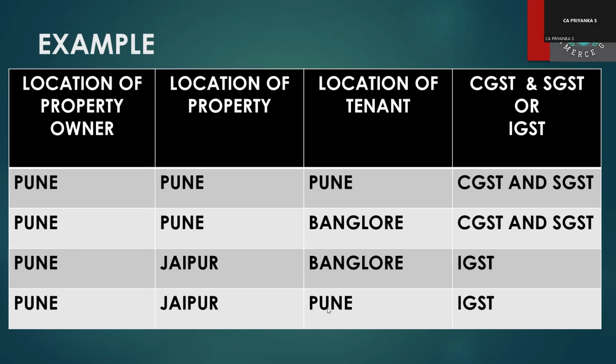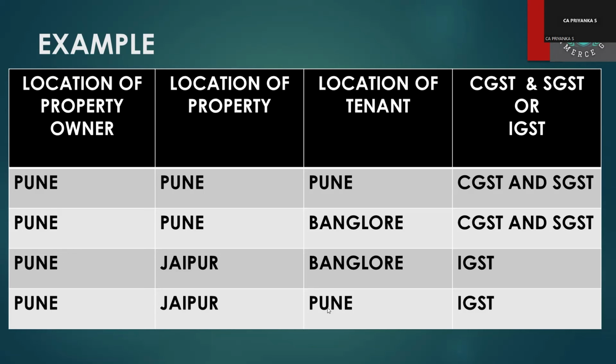The second example is if the location of property owner is in Pune, location of property is also in Pune and location of tenant is in Bangalore. It doesn't matter. Even if the registration or residence of the tenant is in Bangalore, but the property is located in Pune, then you will charge CGST and SGST. Got it?